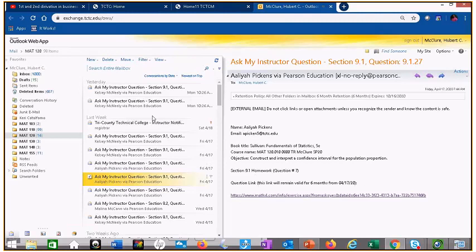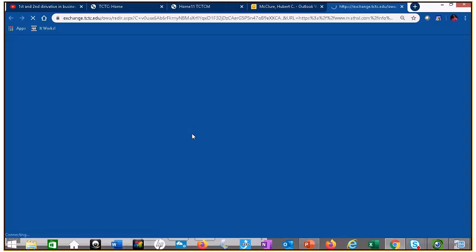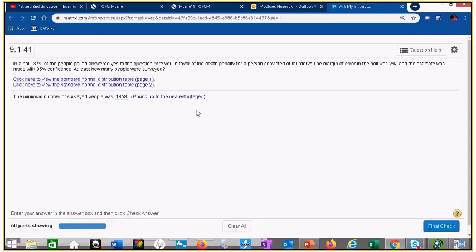9.1, I'm not worried about; some of these are repetitive. I'm not going to go over the same question. If you want to look over the 9.1 questions, yesterday I did all of these questions. I went over the time, but I did all of them. In a poll, 37 is P hat. Are you in favor of the death penalty? The margin of error was 2%. Here they're going to find N. When they give you margin of error, that means find N.